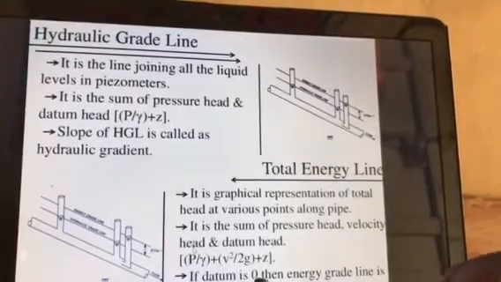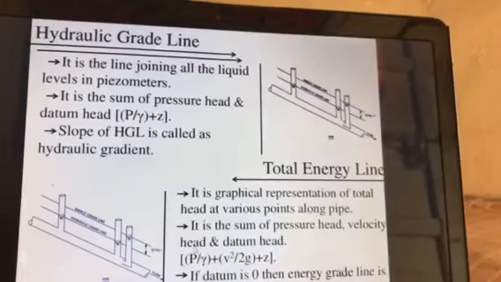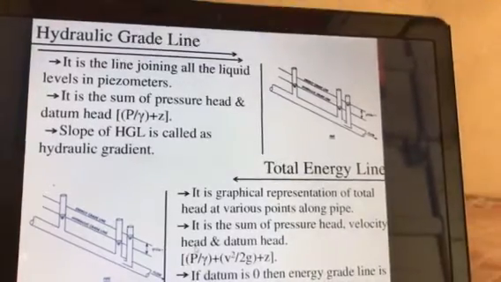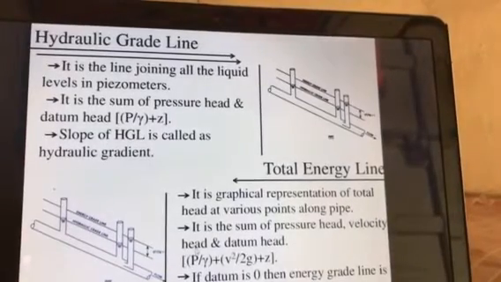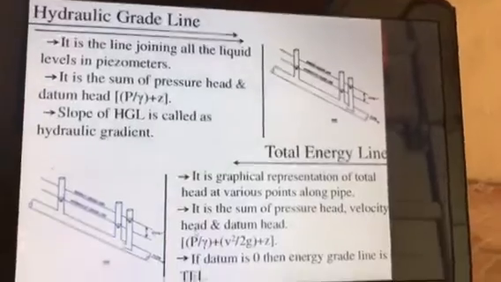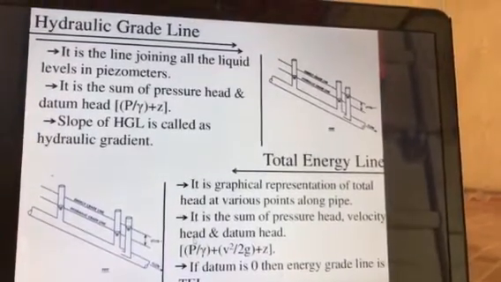If the datum is 0, that is, if z is equal to 0, then the energy grade line is also called the hydraulic grade line. Okay, this is about the hydraulic grade line and total energy line. Now we will move to further topics.